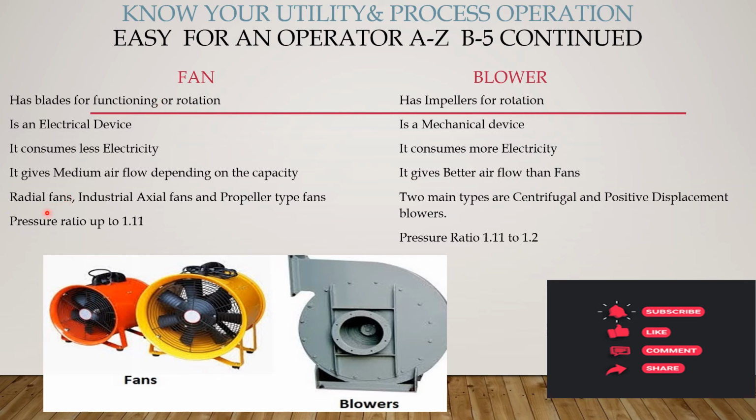A fan has a lot of types: radial fans, industrial axial fans, and propeller type. There are two main types available in blowers: centrifugal and positive displacement blowers. The pressure ratio for a fan is from 1 to 1.11, whereas the pressure ratio for a blower is a little more, 1.11 to 1.2. This is the main difference between fan and blower. No need to be confused. Fans are also used for domestic purposes. Blowers are used for industrial use.